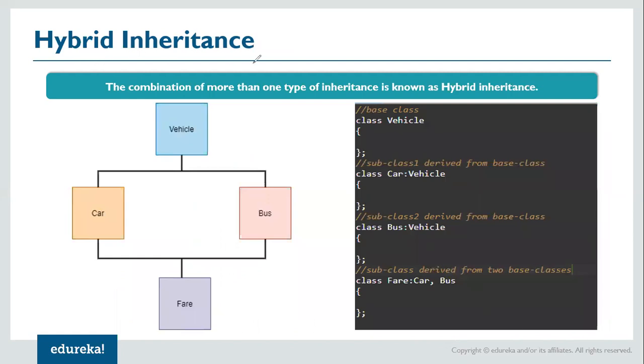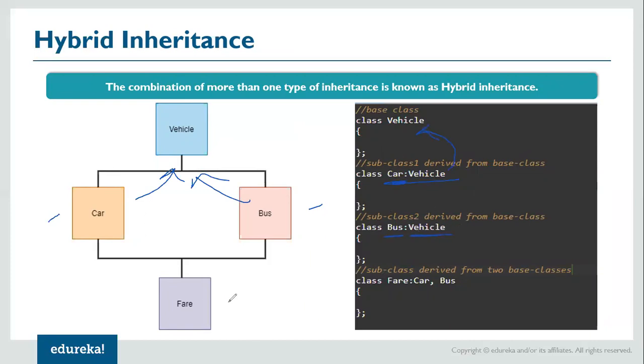Then the next one is hybrid inheritance. As you can see, the combination of more than one type of inheritance is known as hybrid inheritance. So you have basically a car and a bus, which are actually vehicles. So car is extending a vehicle, bus is also extending a vehicle. As you can see, car extends vehicle, and bus is also extending a vehicle.